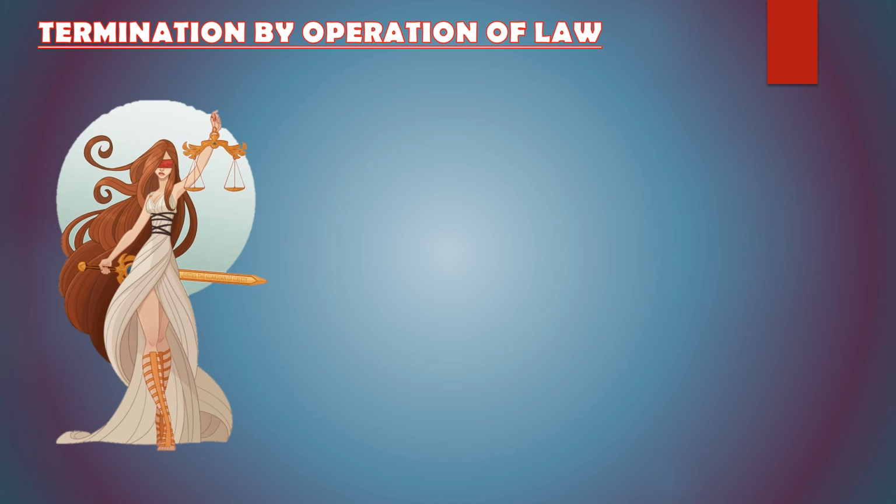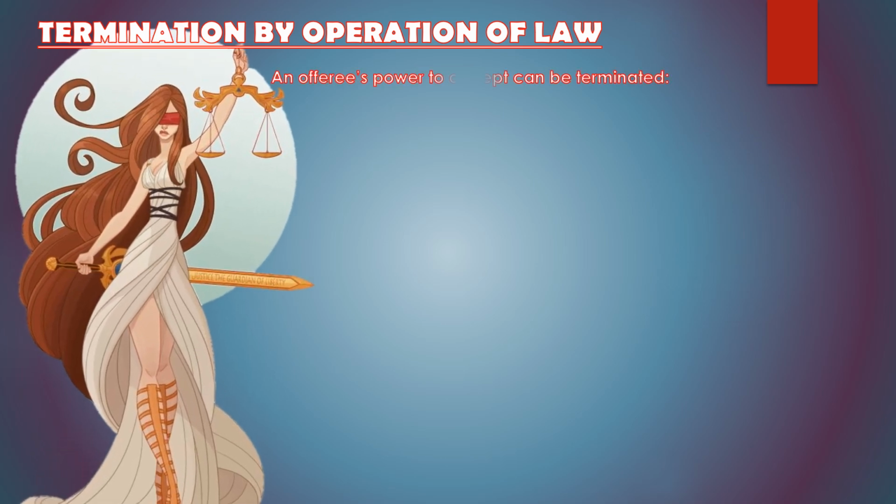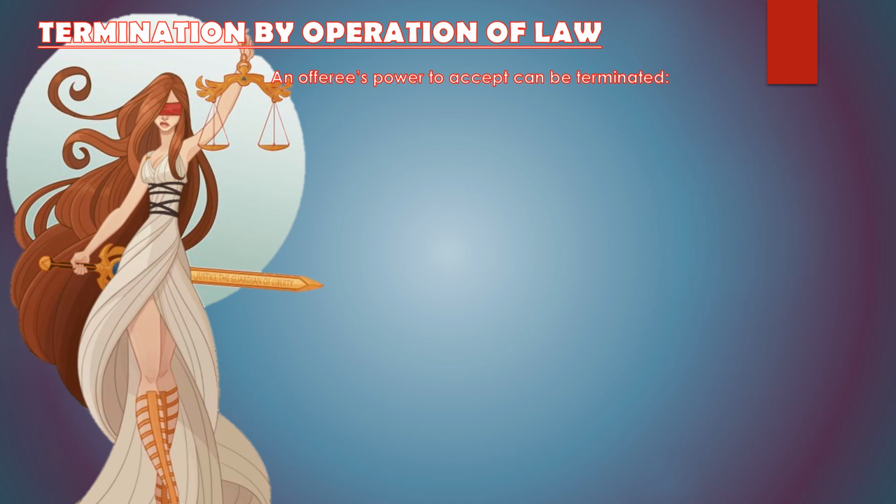Termination by operation of law. An offeree's power to accept can be terminated by the destruction of the subject matter of an offer. I offer to sell you my car for $10,000. While you're thinking about it, the car blows up. Guess what just happened? The subject matter of the offer was destroyed. There's nothing to buy, so the offer's been terminated by operation of law.